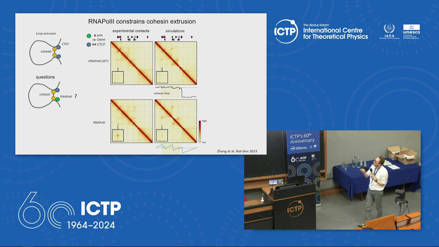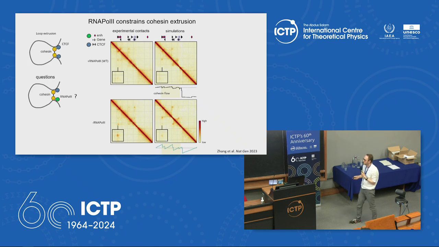What they observe in the experiment is that by removing RNA-Pol2, the loops that they see are much longer. Oh, I forgot to say that CTCF stops cohesin loop extrusion. So the loops that you see are cohesin stalled between two CTCF proteins. If you remove RNA-Pol2, you see longer loops. This demonstrated that RNA-Pol2 is interacting with cohesin in some way that slows down the loop extrusion process. The cohesin flow along the fiber also totally changes. So the whole dynamic of loop extrusion is influenced by RNA-Pol2 in a way that is not yet clear.